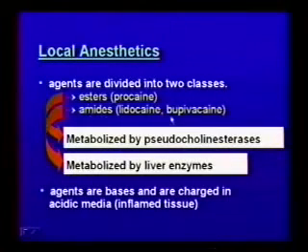The amide-type local anesthetics, of which lidocaine and bupivacaine are two widely used agents, are drugs that are metabolized by the liver and do not rely so heavily on the pseudocholinesterase pathway for elimination.